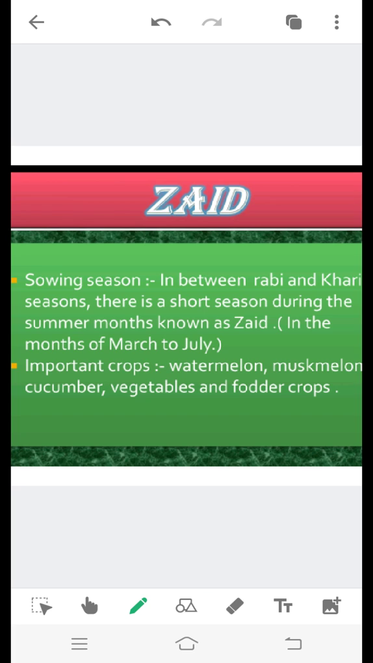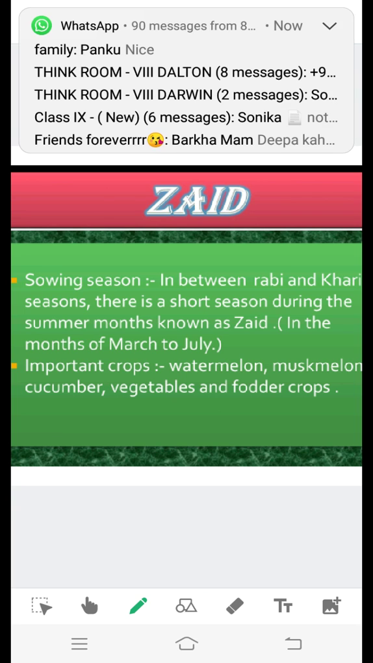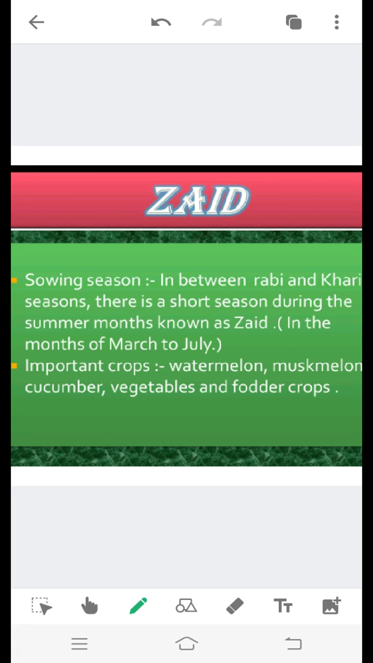Zaid. What does Zaid mean here? Zaid means prosperous in the Arabic language. Majorly it is practiced in the season between Rabi and Kharif. It is a short duration, but in some parts the season can be March to June. Why is it called the prosperous season? Because these crops can be grown throughout the year through artificial irrigation.